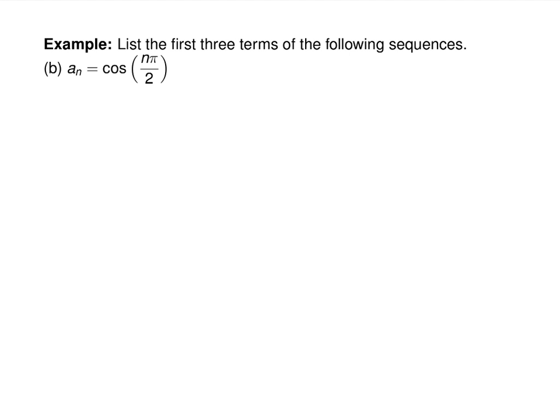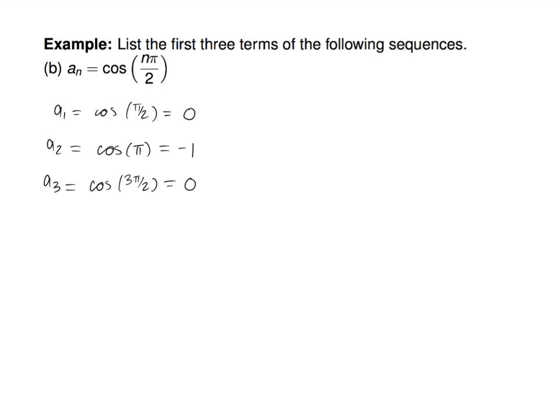Oh, your favorite trig functions. Cosine of n pi over 2. Okay, so a sub 1 is cosine of pi over 2, which is indeed 0. Yes, good job. A2 is cosine of pi, which is -1. A3 is cosine of 3 pi over 2, which is 0.